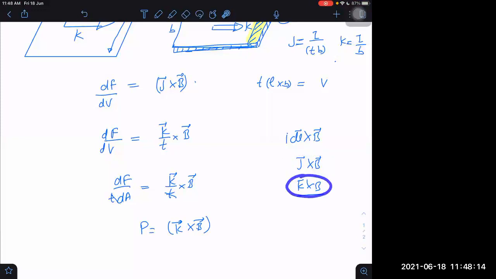So I don't know if you saw this or not. This is force, I cross B. This is force density, and this is pressure. All are in the same form. Always B is at last. First it is I cross B, then J cross B, then K cross B. It is easy to remember.